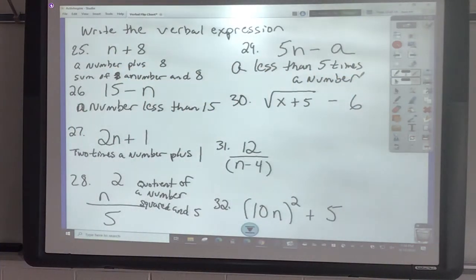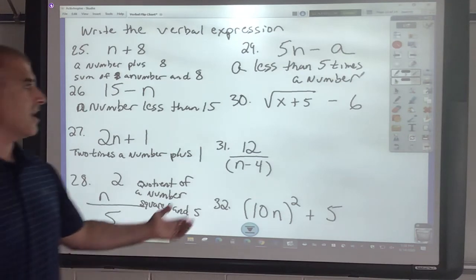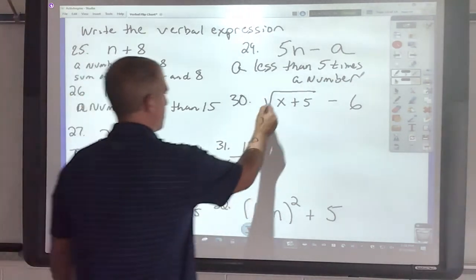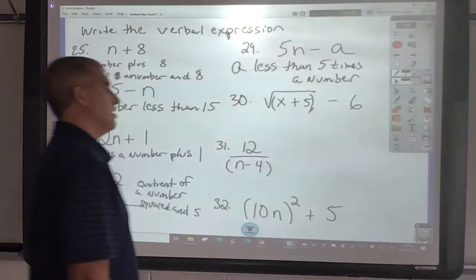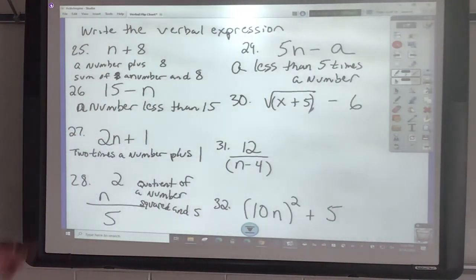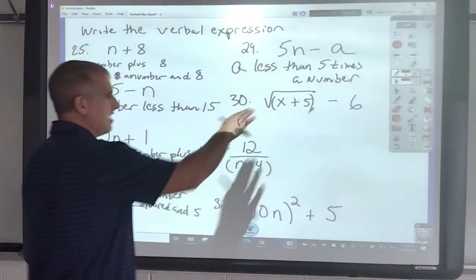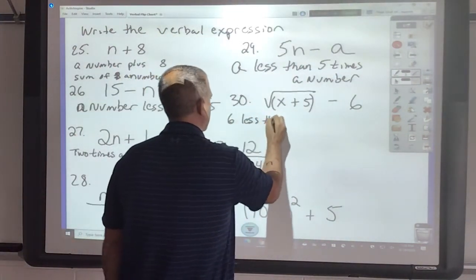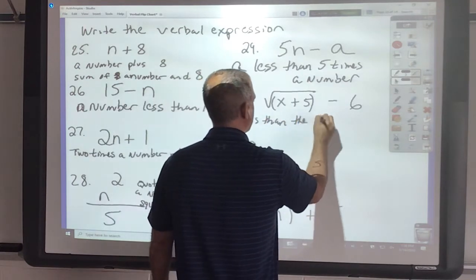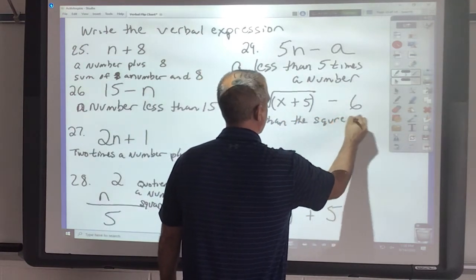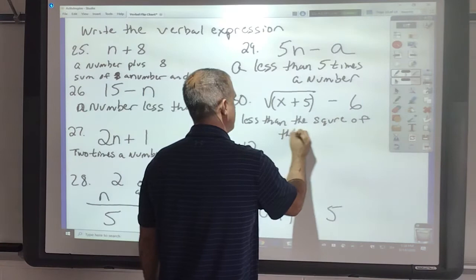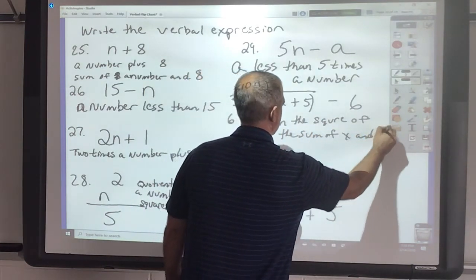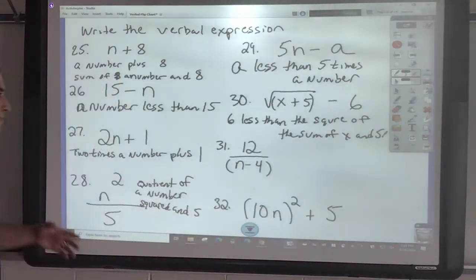Okay? All right? So what we got here? We got square root of, we probably should put a parenthesis here. Okay? Square root of that minus 6. So I like this less than. So I would do 6 less than the square root of the sum of x and 5. If you want to just write the letter, I'm good with that.